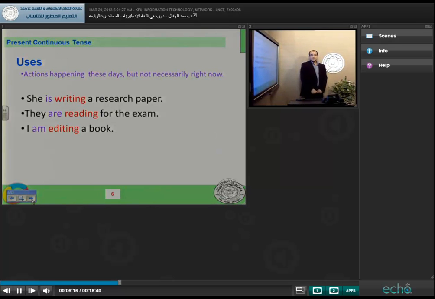Number 2 is when we talk about actions or activities that are happening these days, but not necessarily now, not necessarily at the time of speaking. She is writing a research paper. Now imagine somebody who is writing her research paper. This doesn't mean that she is writing the research paper now. It means that probably she started writing this a few days ago, and she might write something today, something tomorrow, but not necessarily at the time of speaking.